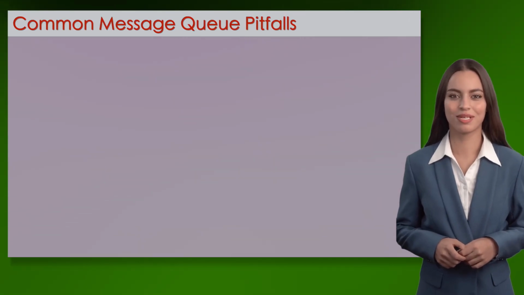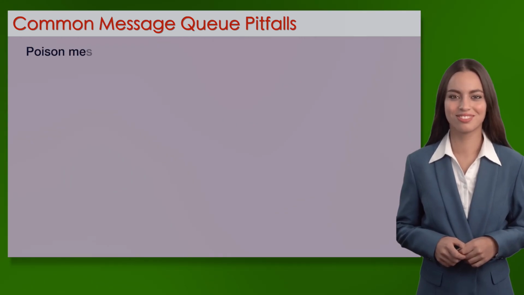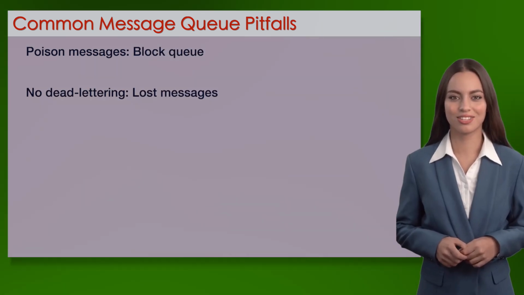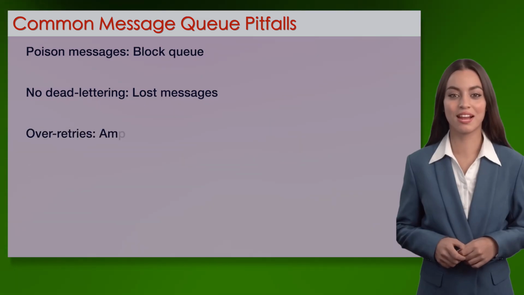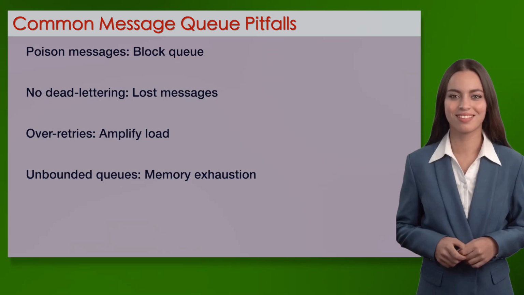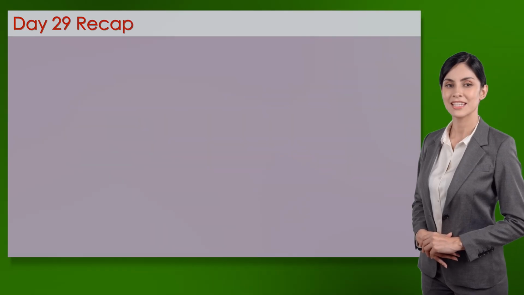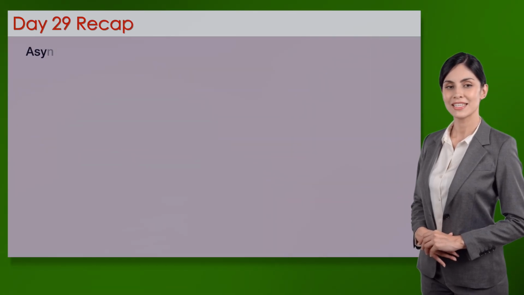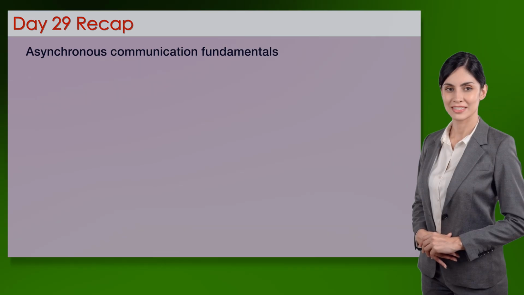Common message queue pitfalls. Poison messages block processing. Use dead lettering. No dead letter queues means losing bad messages forever. Over-retries amplify load on recovering services. Unbounded queues can exhaust memory. Set limits and TTL.